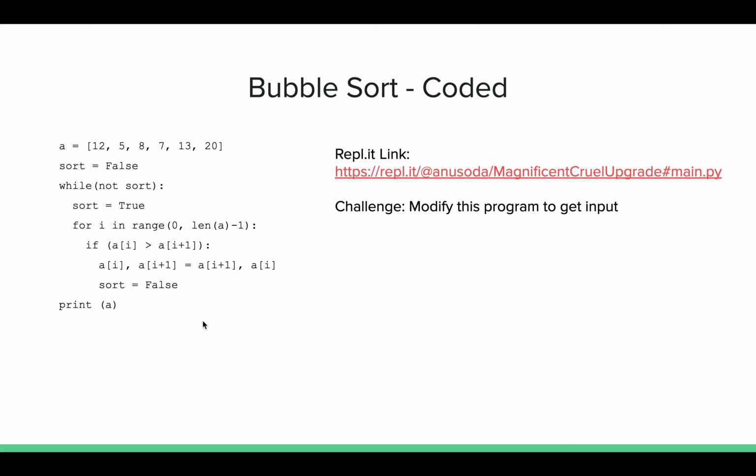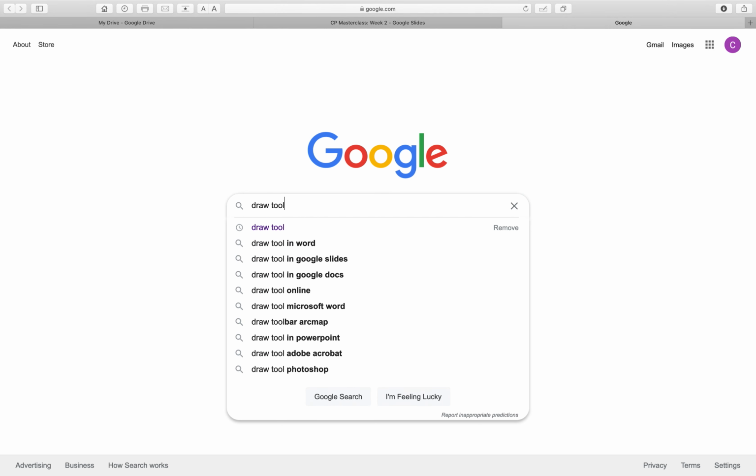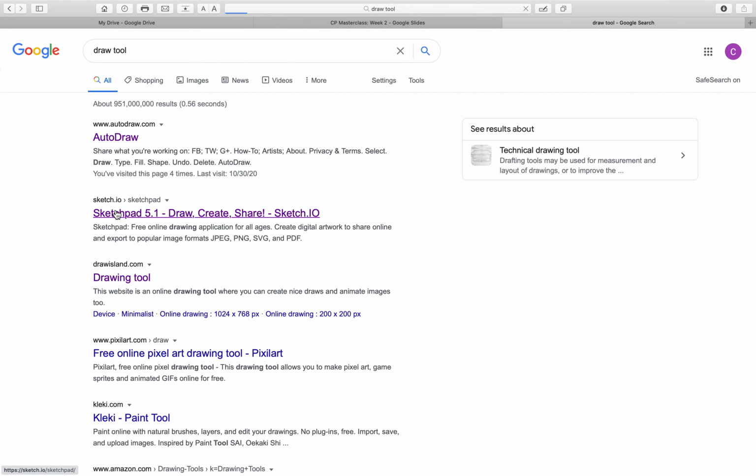All right, and finally we have quicksort. So quicksort, this is really complicated. I'm going to actually go into a draw tool to explain this. Let me just get a draw tool real quick. Sketchpad. Here we go.